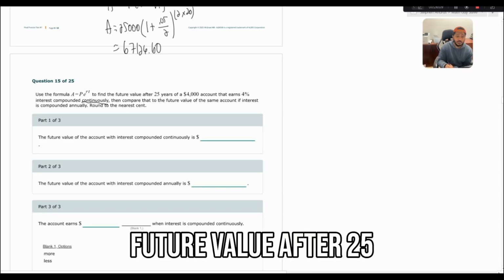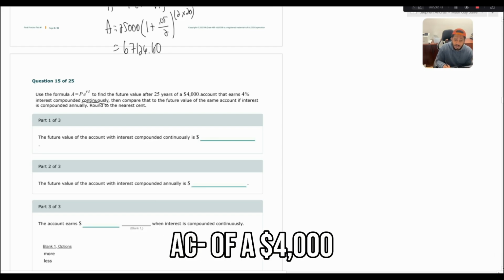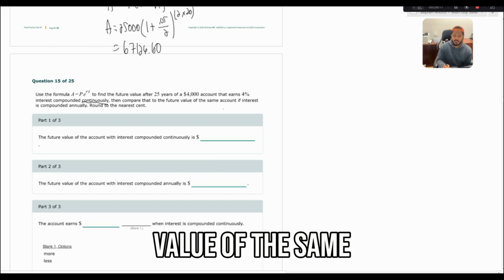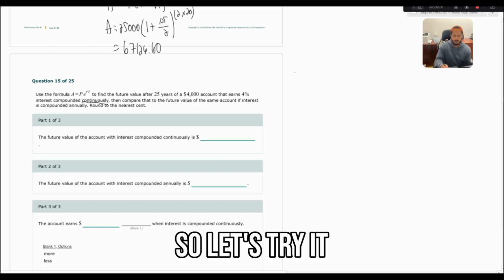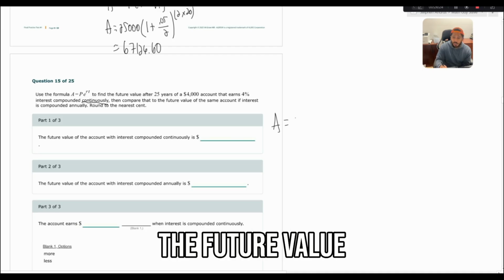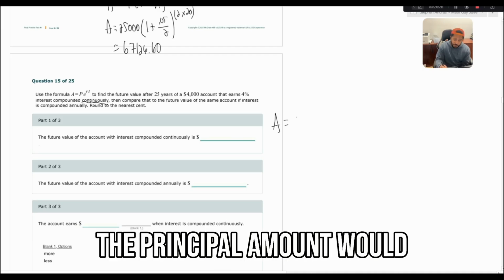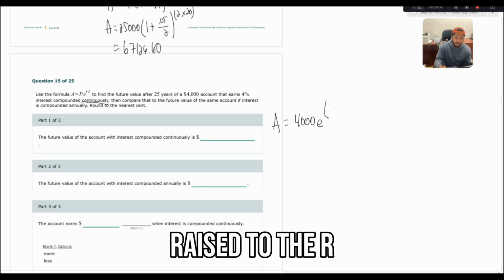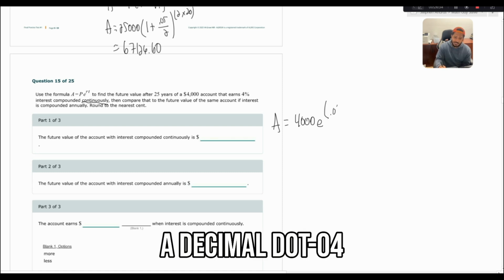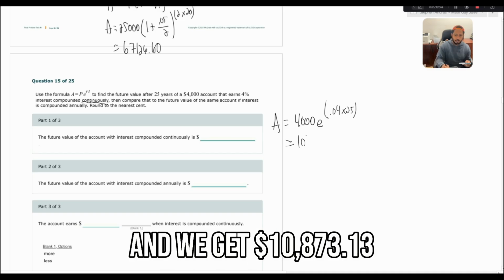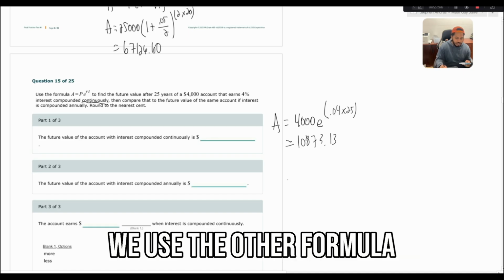All right, this one tells us to use PERT mainly because we see compounded continuously. Find the future value after 25 years of a $4,000 account that earns 4% interest compounded continuously, then compare the future value of the same account if the interest is compounded annually. The first one says continuously, so we're going to use PERT. The ending amount we're looking for is the future value. The principal amount would be 4,000. E is just the number in your calculator. Raised to the R, again as a decimal, 0.04, times T, which is 25. We put that in our calculator and we get $10,873.13.